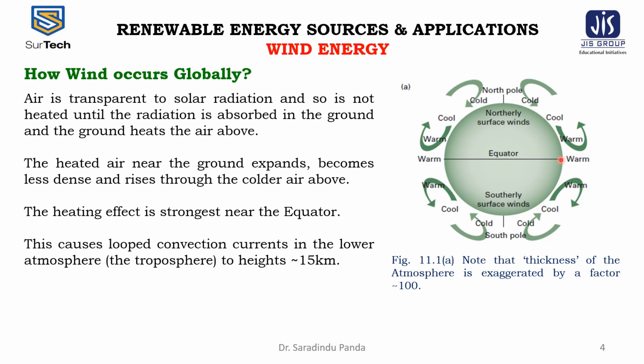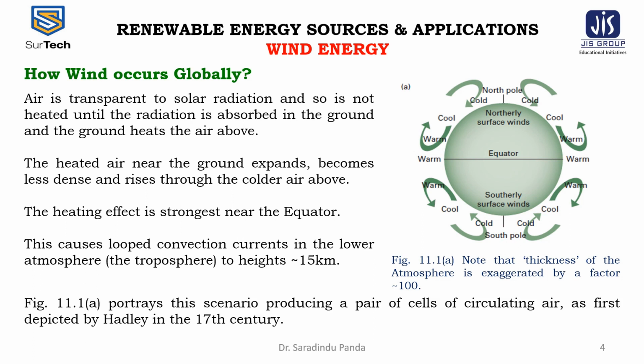This causes looped convection currents in the lower atmosphere, the troposphere, to a height of 15 km. The thickness of the atmosphere is exaggerated by a factor of 100 in the figure. This is the loop. This is the warm air. This is the cold air. This is the North Pole with the northerly surface winds. This is the southerly surface winds. This is the South Pole, and this is the equator.